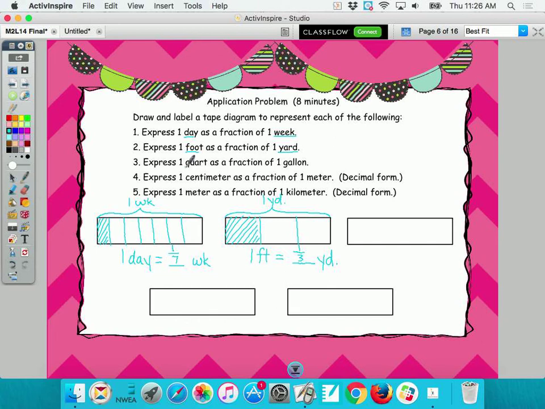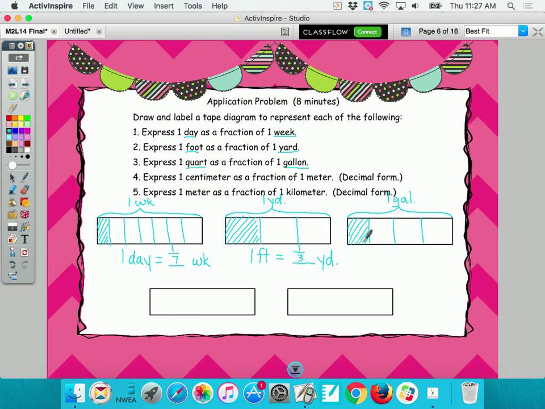Quarts and gallons. Quart and gallon. Okay, good. Gallon. So which one's larger? Gallon. Okay. And I'm going to abbreviate that as GAL. Who knows how many quarts are in a gallon? Cooper? 4. Okay.